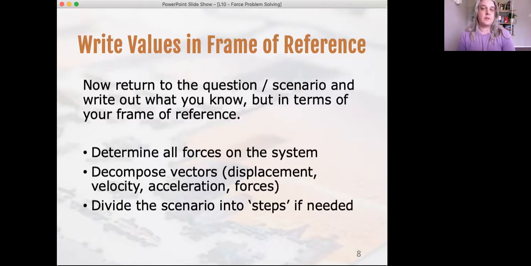Figure out which forces are being applied to the system by things outside the system. Those are the relevant forces for our analysis. Once you know which forces you're working with, you can decompose them all along with any velocities and accelerations, because those are all vectors. And once you've got your frame of reference, you need to decompose everything into that frame of reference. And as I said, if we're dealing with something that has different acceleration stages, or possibly some other scenarios like we saw when we looked at projectile motion.